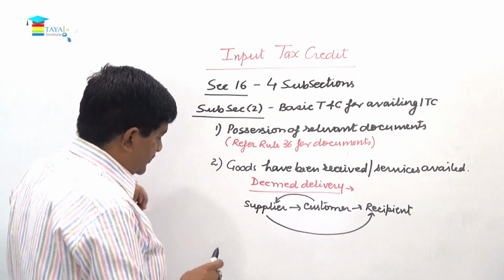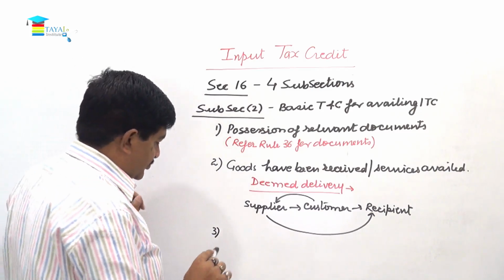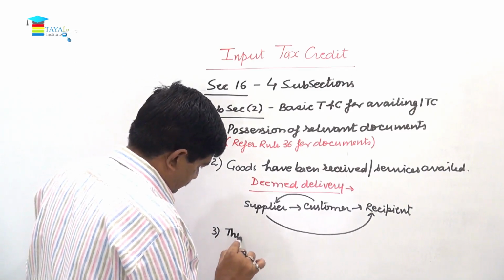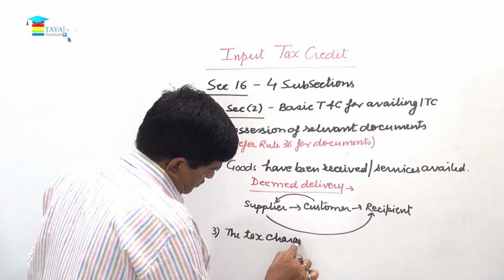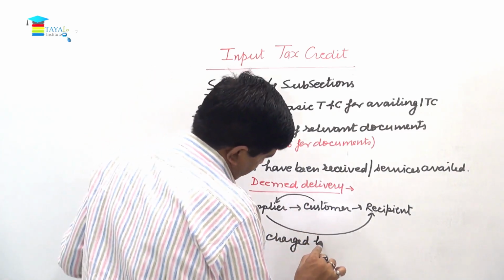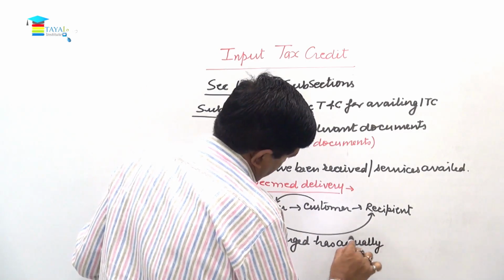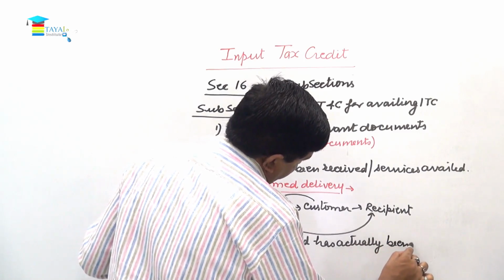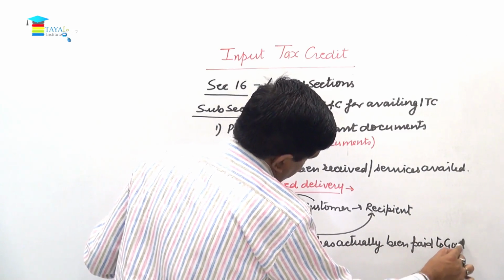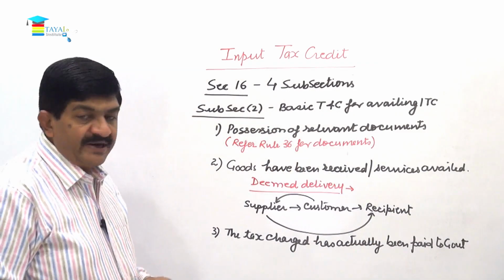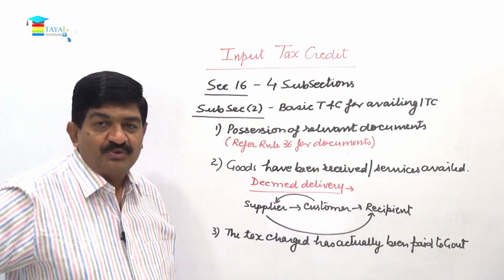Number 3, the tax charged has actually been paid to government. Who is giving credit? The credit is being given by the government. When the credit will be given, provided has been paid to the government.